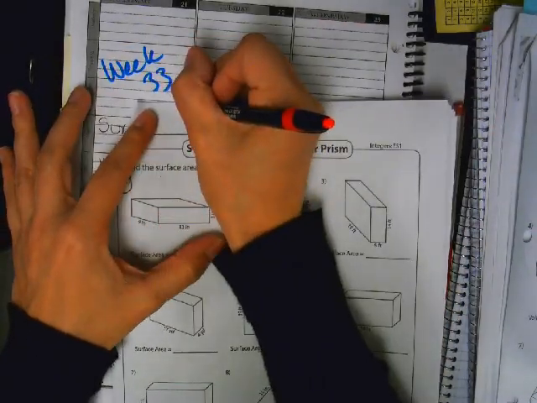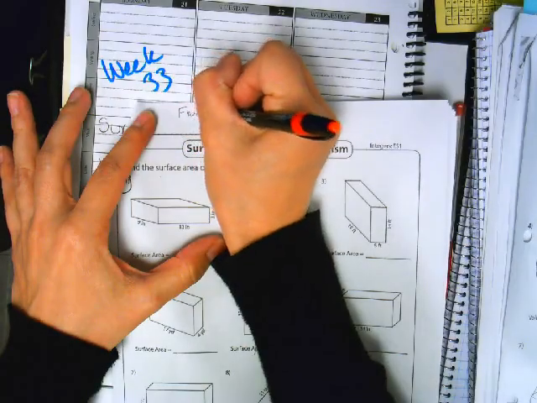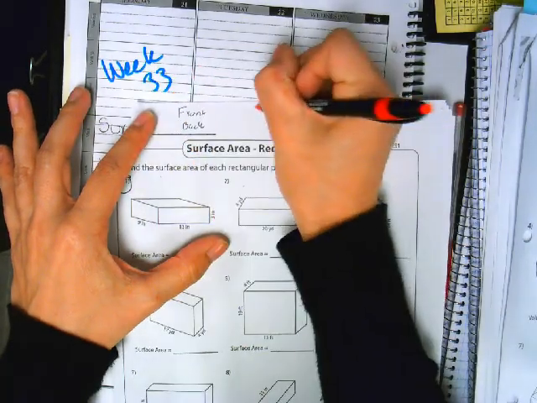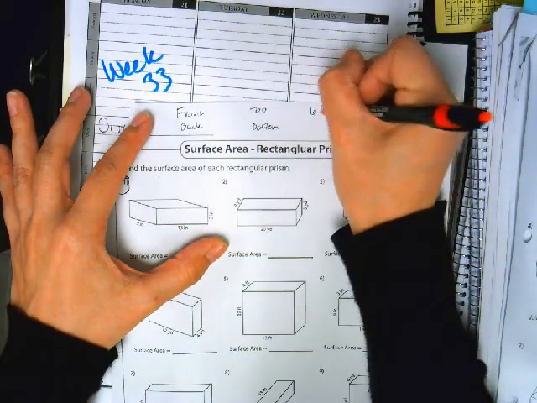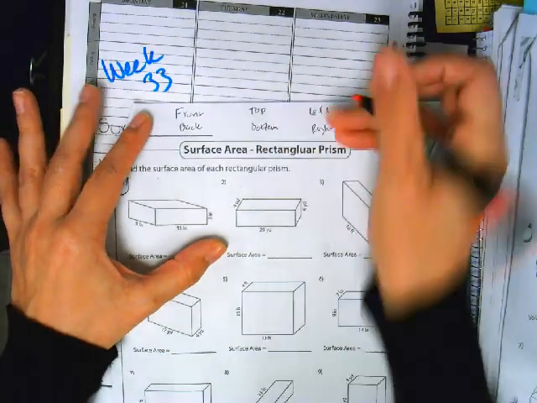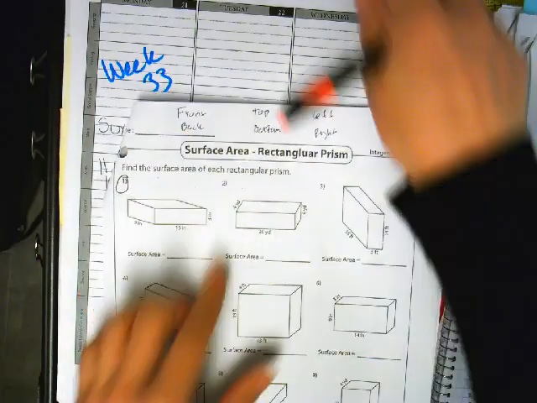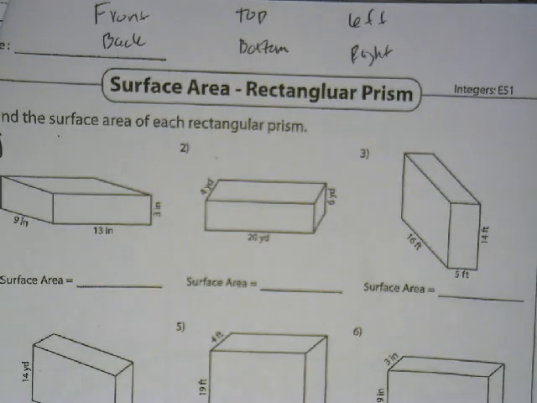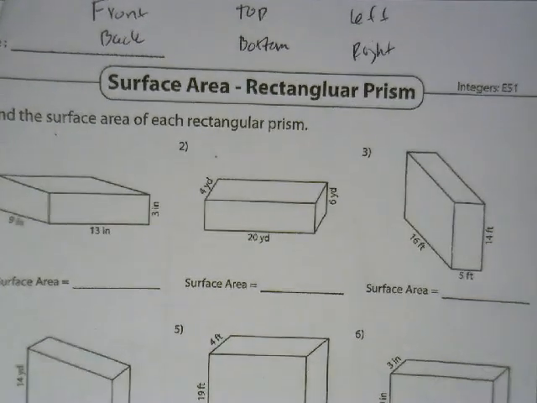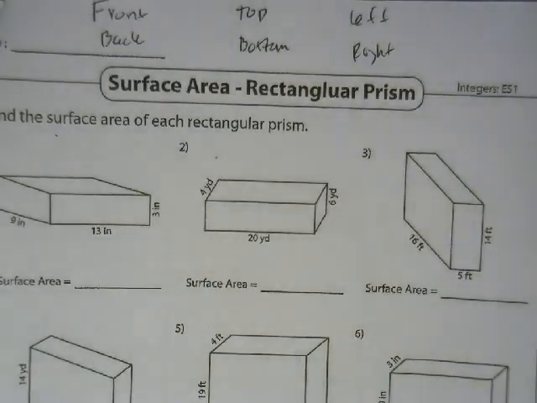What's your front? What's your back? Your top, your bottom, your left, and your right area. So you're finding the front, the back, the top, the bottom, the left, the right. This is from 6th grade. I haven't started the 7th grade math. So tell me the front area, the back area, the top, the bottom, the left, the right.